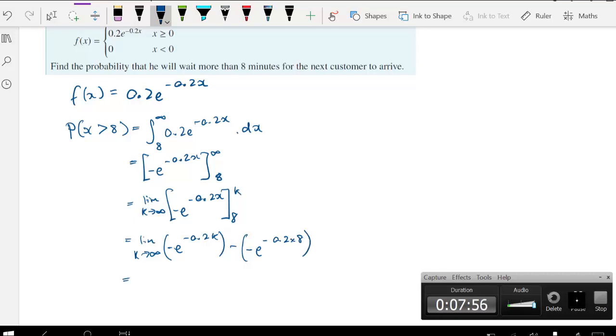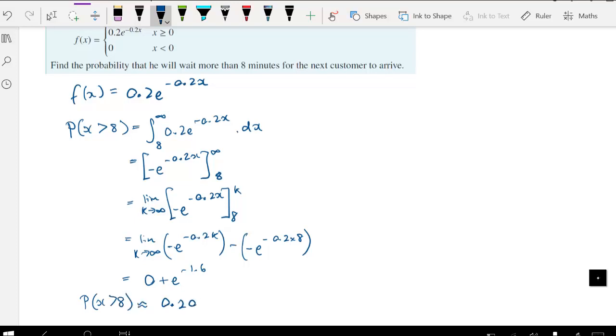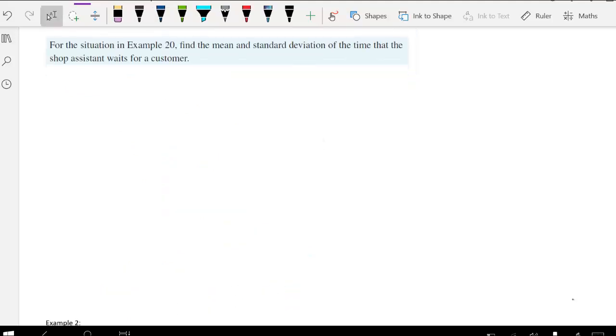Now, as k approaches infinity, e to the negative 0.2 k approaches 0. So we've got 0 subtract a negative, which is plus, e to the negative 1.6. And so that means our probability that x is greater than 8 is approximately 0.2019. And so the probability that he waits more than 8 minutes for the next customer to arrive is about 20.2%.